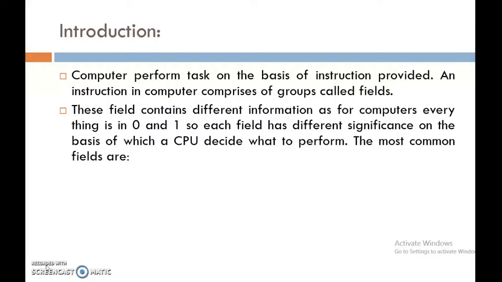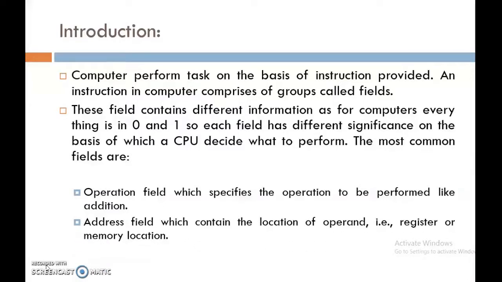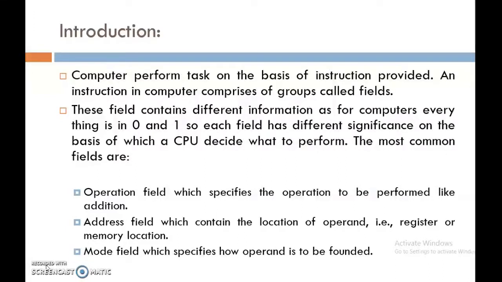The most common fields are the operation field, which specifies the operation to be performed like addition, subtraction, etc. The second one is the address field, which contains the location of the operand, like a register or memory location. And the third field is the mode field, which specifies how the operand is to be found. That means how to identify at which location the operand is actually stored.